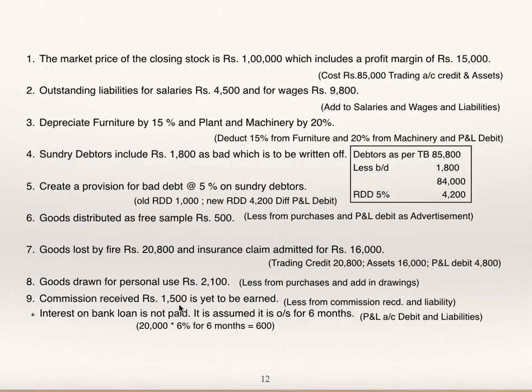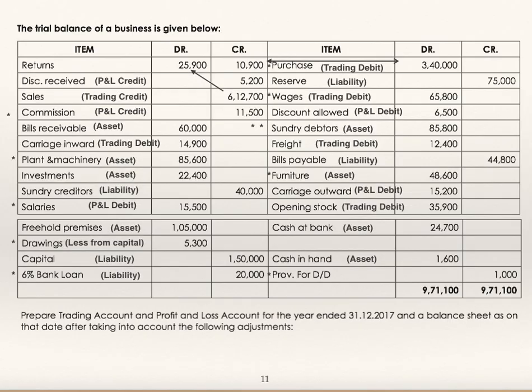Commission received yet to be earned, that means it is commission received in advance, pre-received commission. Deduct it from commission and show it on the liability side of the balance sheet. These are the two effects. That is how you are supposed to solve these questions.